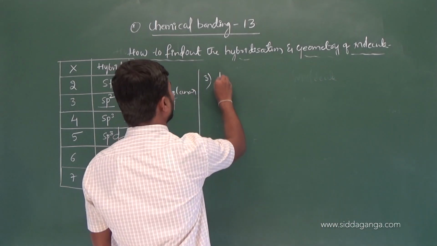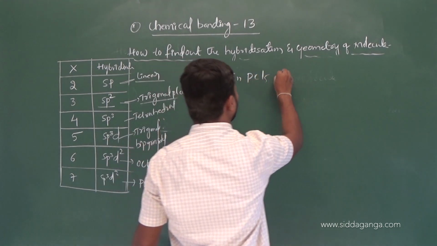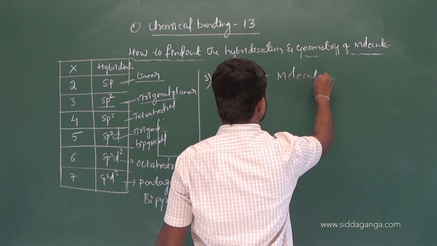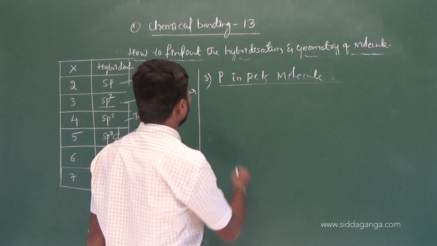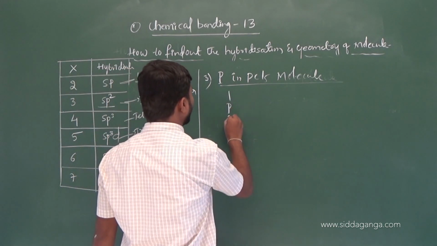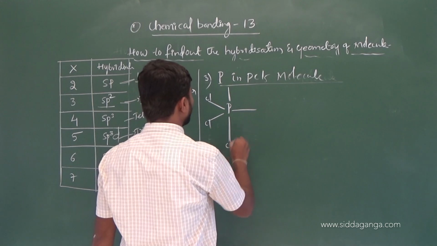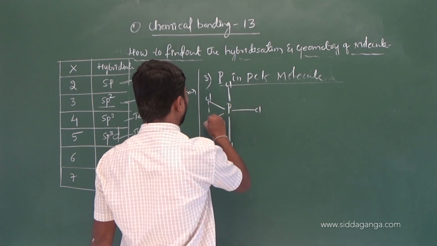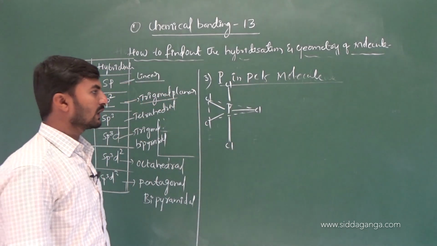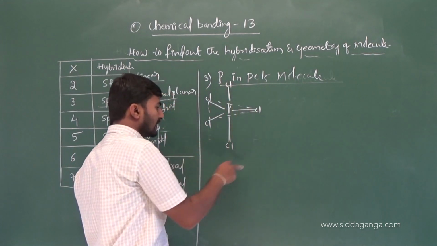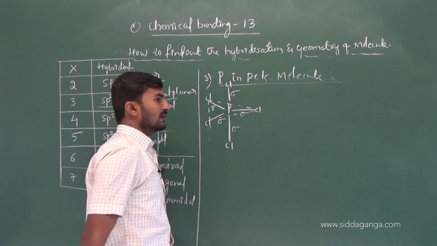We will move on to one more example, that is the PCl5 molecule, phosphorus pentachloride. Next we will move on to the structure of PCl5. This will be the structure of PCl5, in which there are 2 axial bonds and 3 equatorial bonds. Okay, all those are single bonds. That means all those bonds are sigma bonds. Since they are single bonds, all are sigma bonds.